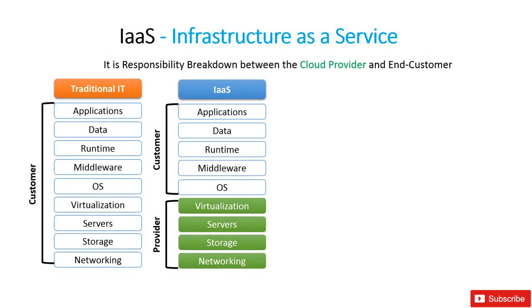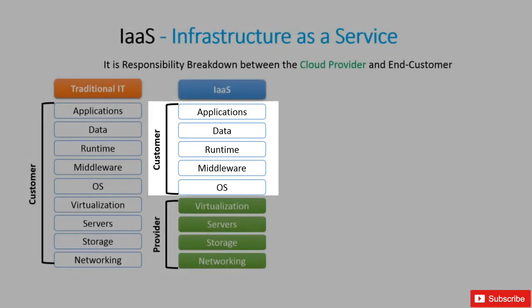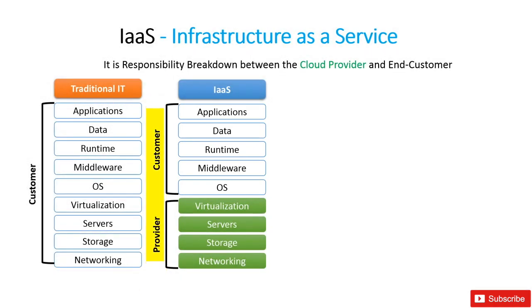So let's say that I created 5 virtual machines using such a service. Now I'm responsible to install the needed operating system, middleware and runtime servers, databases, and any relevant application. This is the responsibility breakdown between the cloud provider and the customer using that specific service.